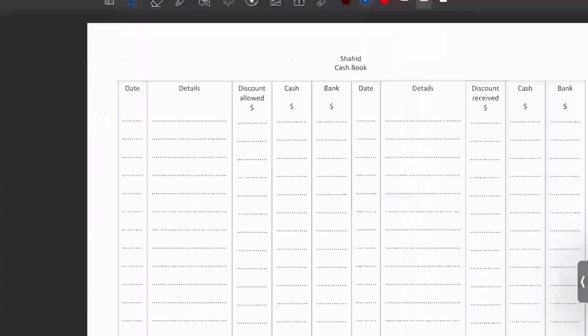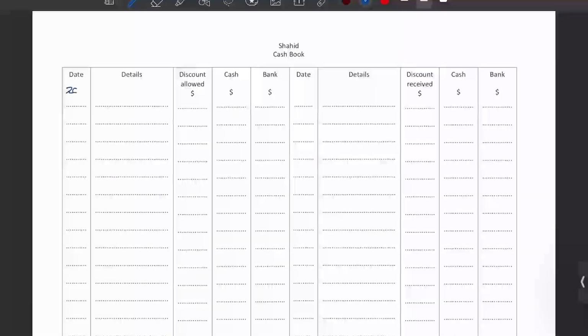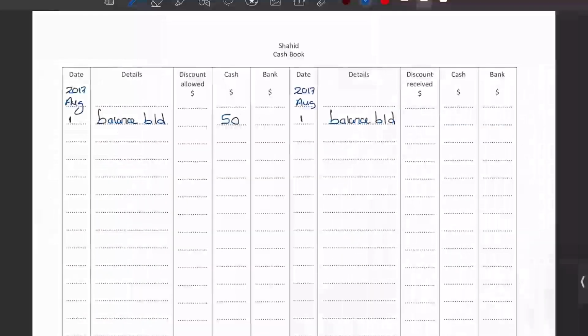2017, August 1st. Balance BD. On the debit side, cash is going to be 50. So in the cash account, you can enter 50. 2017, August 1st, it's a bank overdraft. So if it is a bank overdraft, you have to put that on the credit side, 7150. 7150 here. Balance brought down on the credit side. Done.